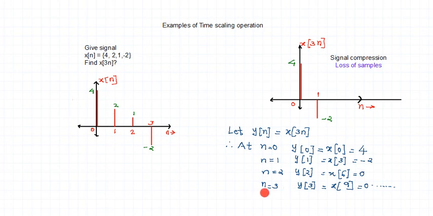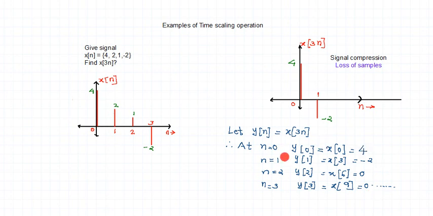When n is 3, y of 3 takes a value of x of 9. Again, as you see, there is no signal at 9, so y of 3 is 0. If I go on further with this analysis, we definitely know that there is no sample after this, and all the magnitudes at n equal to 4, n equal to 5, and so on, are going to be 0.